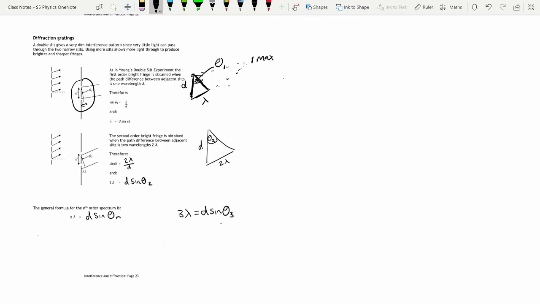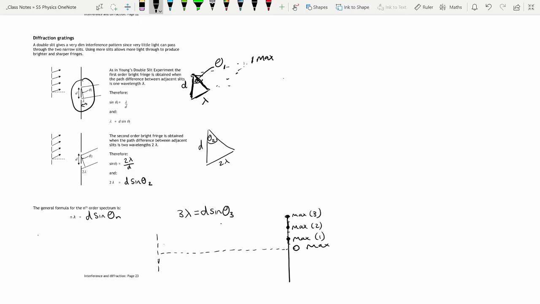Now, if we look at the similar triangle again, remember when we had Young's double slit, instead of a double slit, we'll say we've got a diffraction grating, so it's basically lots and lots of slits. And we have a screen over here. And this is our central line where there would be a central maximum. Then we'd have a series of minima, then maxima, then minima, then maxima, etc. So that's max, first order max, second order max, third order max, etc.